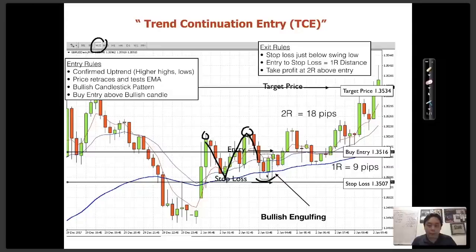So once I see that pattern, I place my buy entry just about 1 pip above the high of the bullish engulfing pattern. In this case, 3516. I place my stop loss slightly below the low of the bullish engulfing pattern, 3507. So in this case, it's a 9 pip stop loss. And in this case, I aim for 18 pips because again, if I'm risking 9, I go for 18. If I'm risking 20, I go for 40. So always risking 1 to make 2.